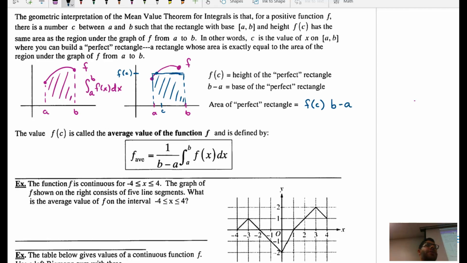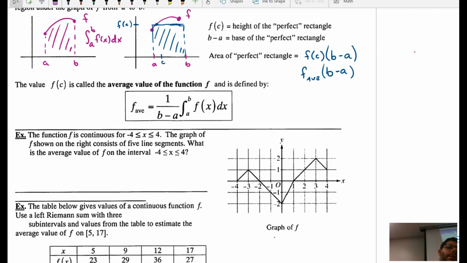f of c is the average value. That's what it says right here. f of c is called the average value of f. If I take this average value, since f of c is the average value, I need to put parentheses here. And that also represents the area. That's the same area represented by the integral in the first part. So if these areas are equal, then I could say the average y value of f times b minus a is equal to the integral from a to b of f of x dx.